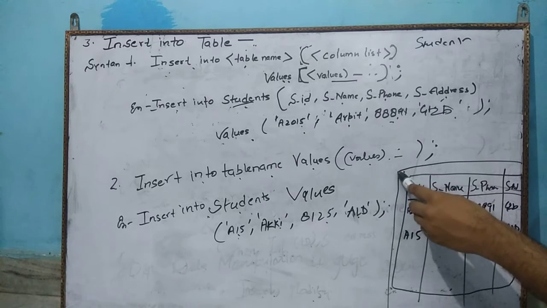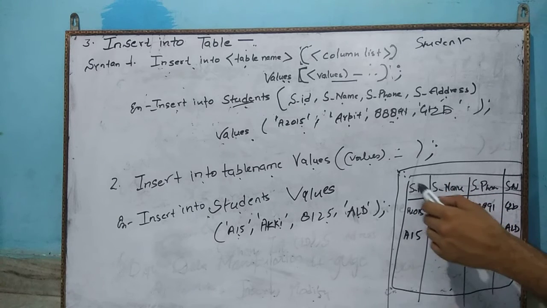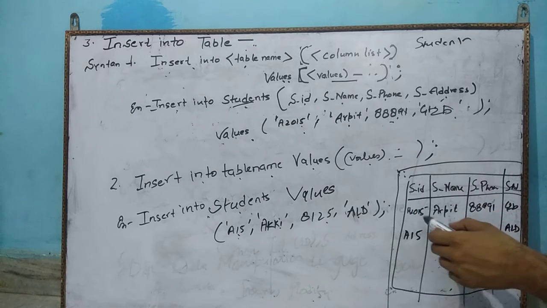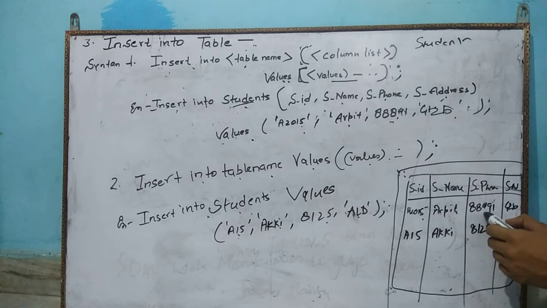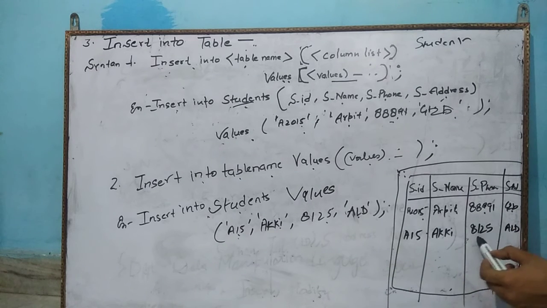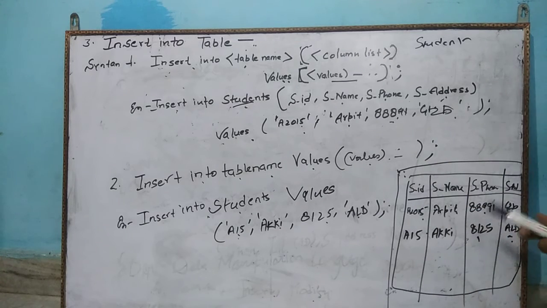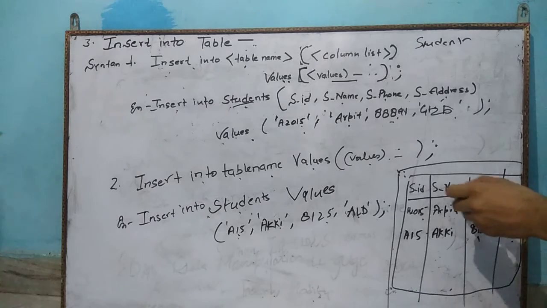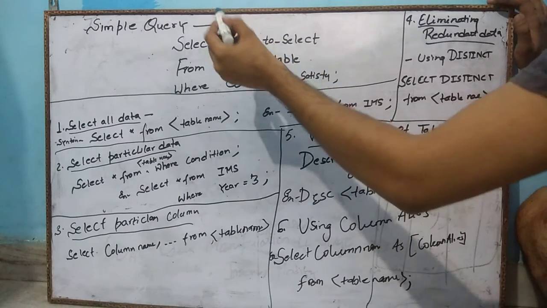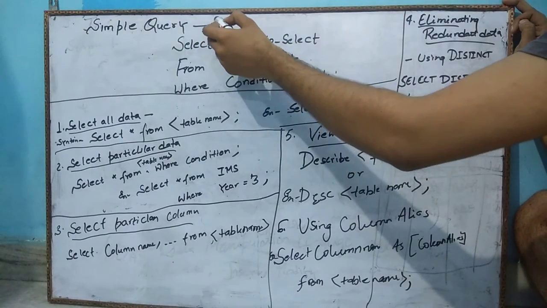These insert into the table. Now how is this table stored in the database? 8/2015 Arpit 8891 Ghaziabad, A15 Akki 8125 Allahabad. So this is the structure of the database to store data. After this, now we are moving to simple queries of SQL.